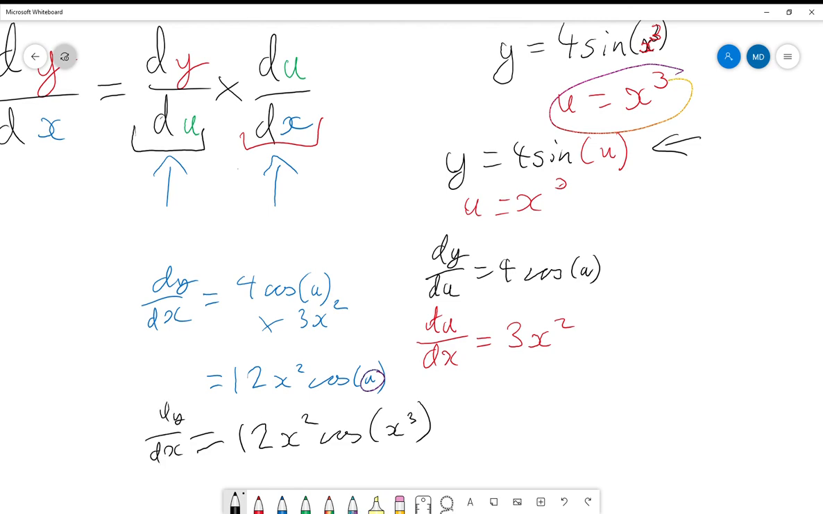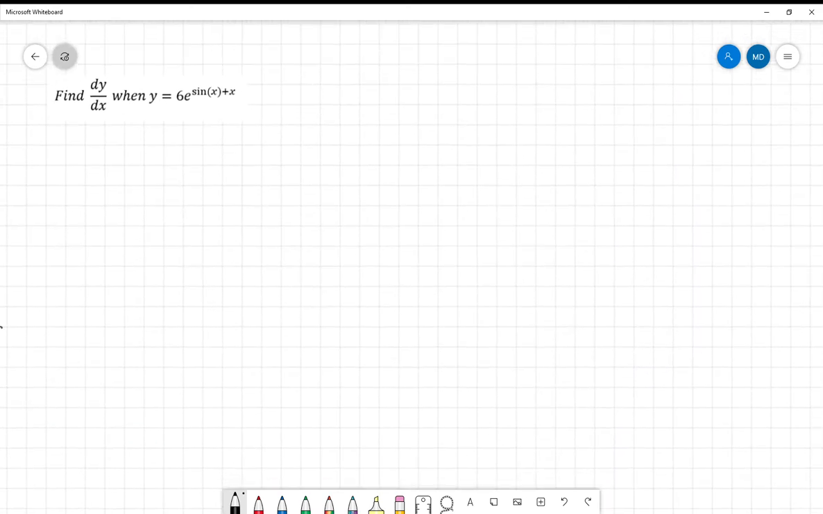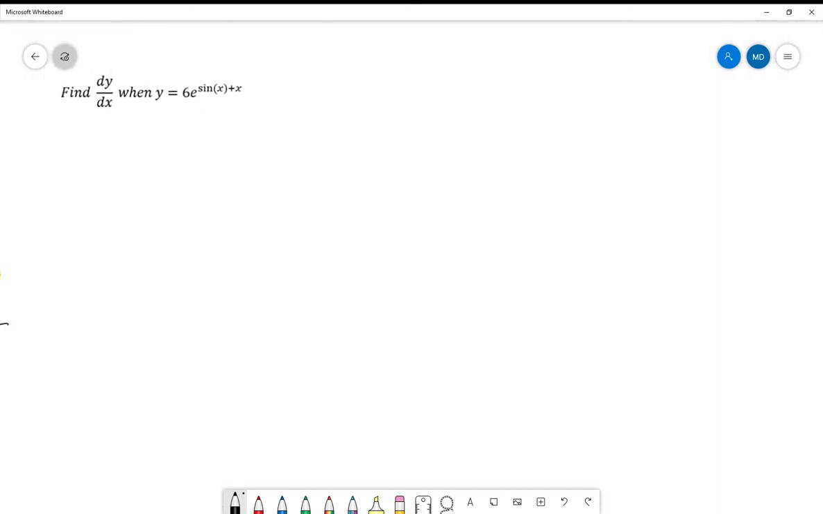Okay, another example. Find dy by dx when y is equal to 6 times e to the power of sine x plus x. So we're going to pick our u. Our u is the awkward bit, the bit that's inside one function. So we're going to write this as y equals e to the u. Oh, in fact, can't forget that 6: 6e to the u, and we're going to write u as equal to sine of x plus x.